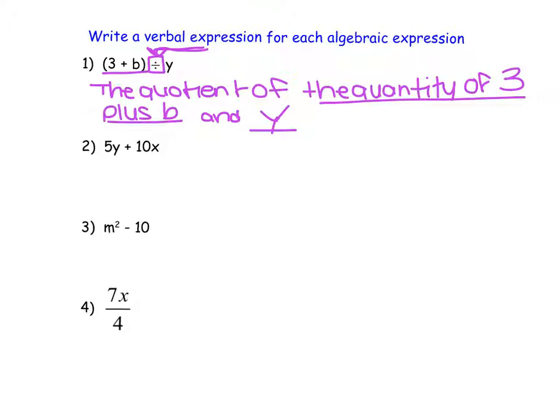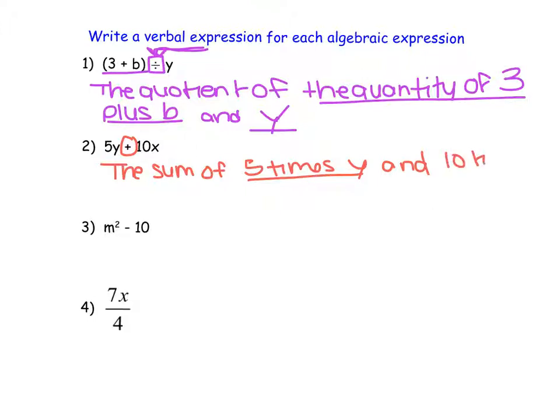All right, the next one, notice how we have 2 pieces and the big operation is that they are being added. So here we could write the sum of 5 times y, and, remember that word and tells us what we're taking the sum of, 5 times y, and 10 times x.